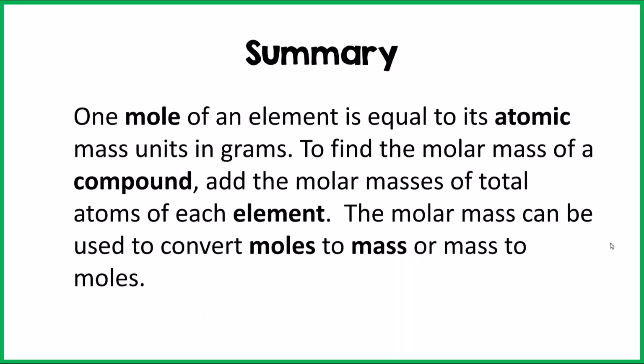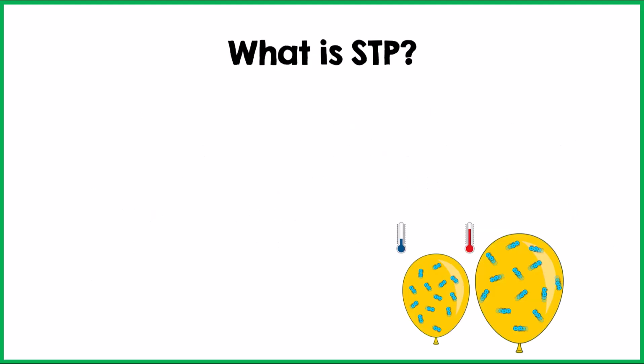So in summary, 1 mole of an element is equal to its atomic mass units in grams. To find the molar mass of a compound, add the molar masses of the total atoms of each element. The molar mass can be used to convert moles to mass or mass to moles.